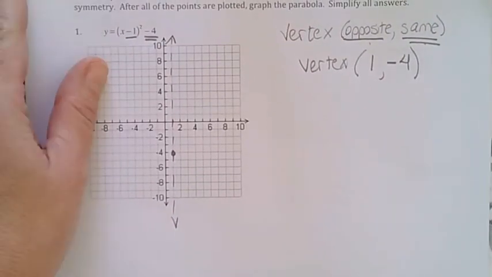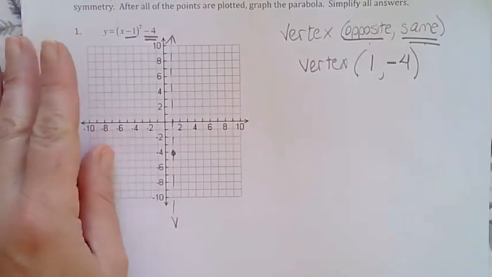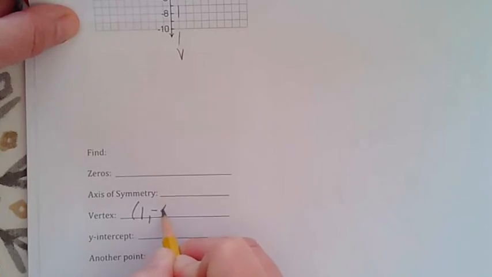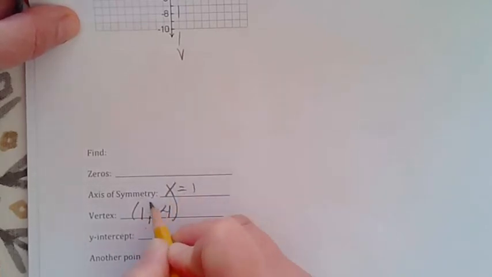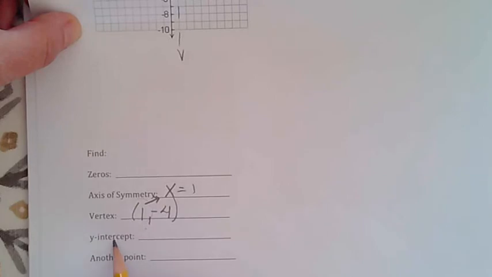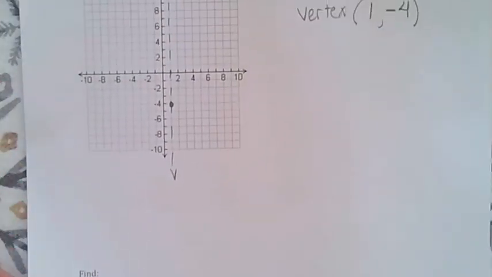So I'm going to start writing in some of my stuff on the bottom, because so far I have 2 things. I have my vertex, you'll remember we just plotted (1, -4), and this is my x = 1, right? That's your axis of symmetry. The next 2 things they need are the zeros and the y-intercept. Okay.